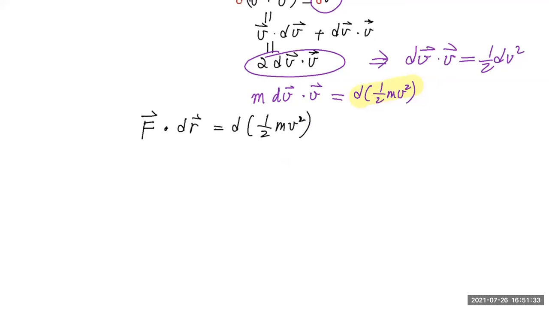It's an infinitesimal small amount of work, so it's dW. Define dW as F dot dr. That is the work done by the force F over the displacement dr. And the right-hand side is a differential of 1/2 mv squared.